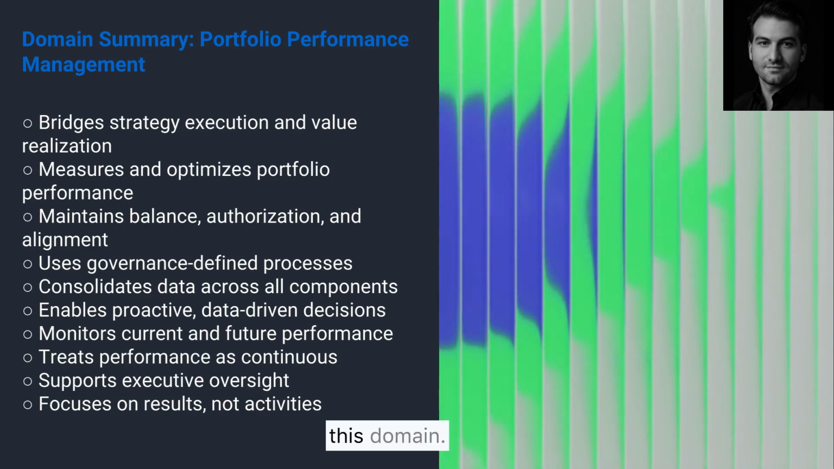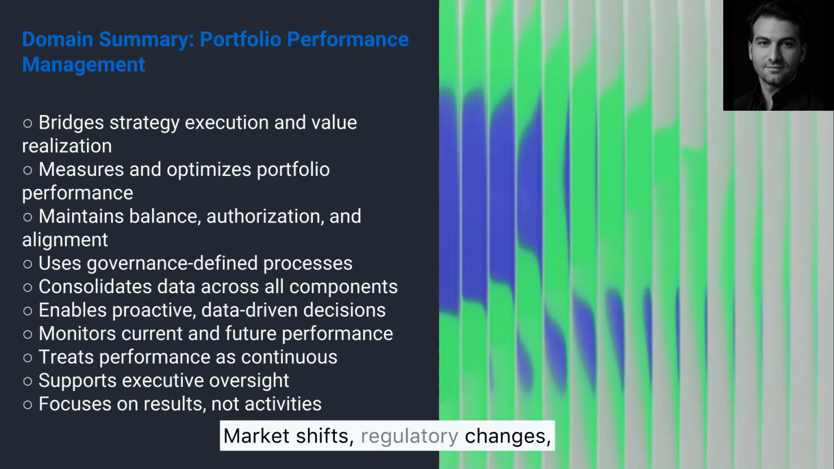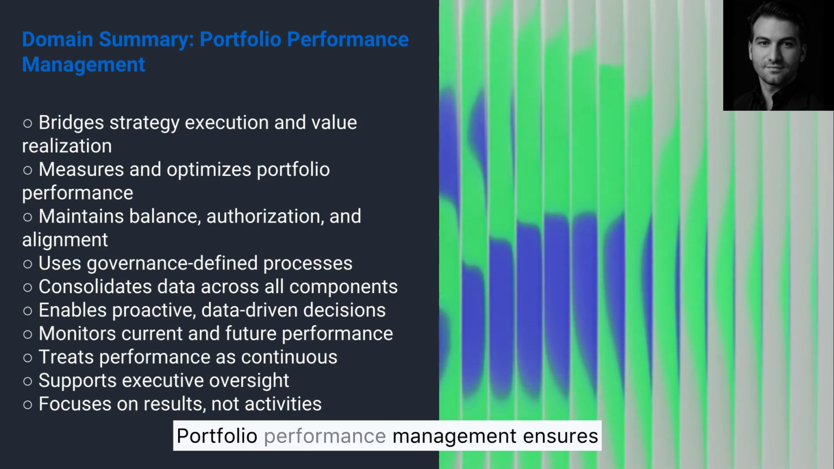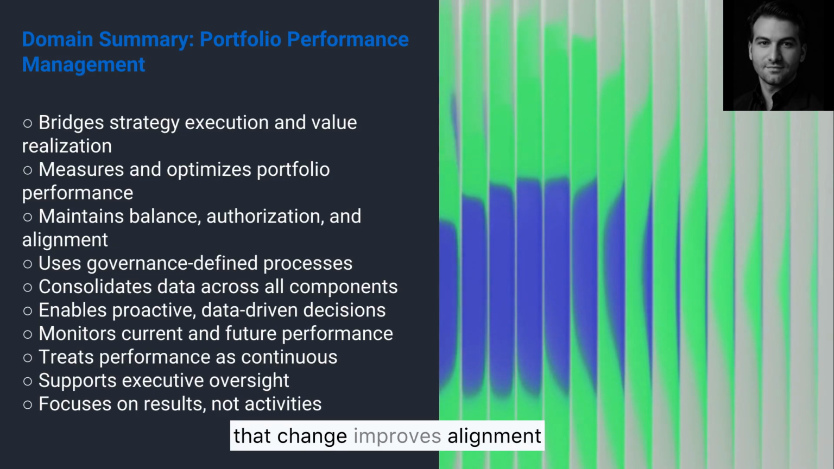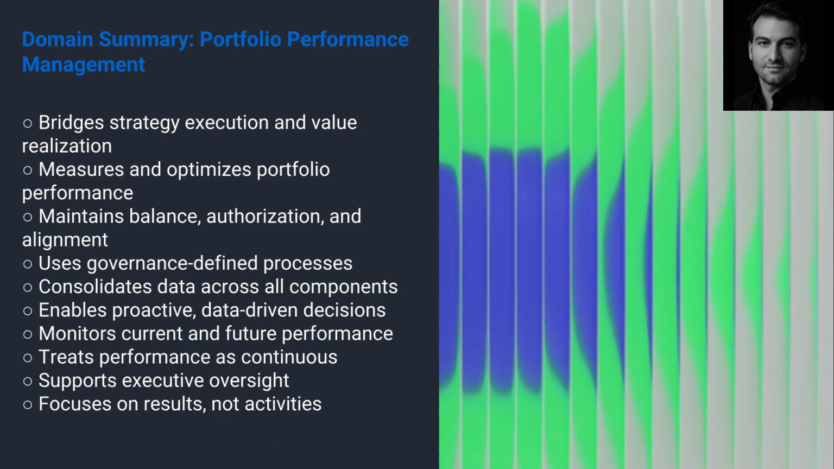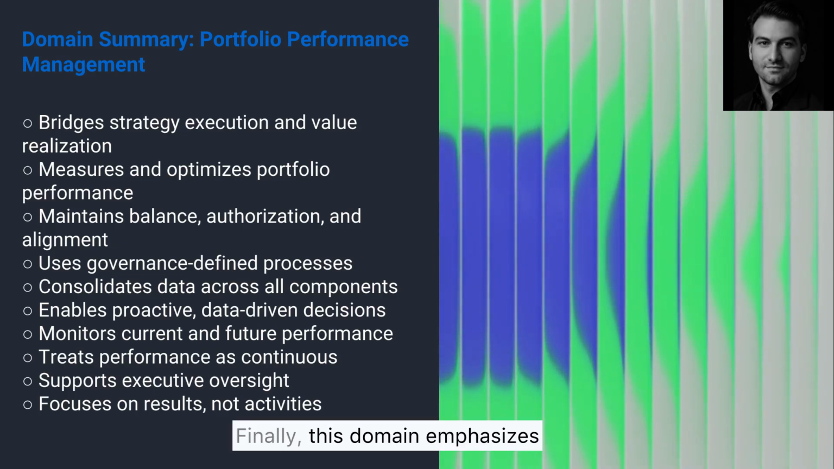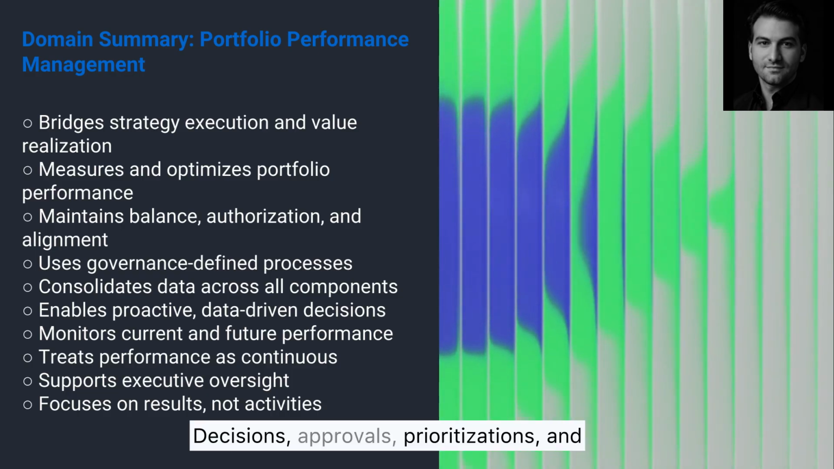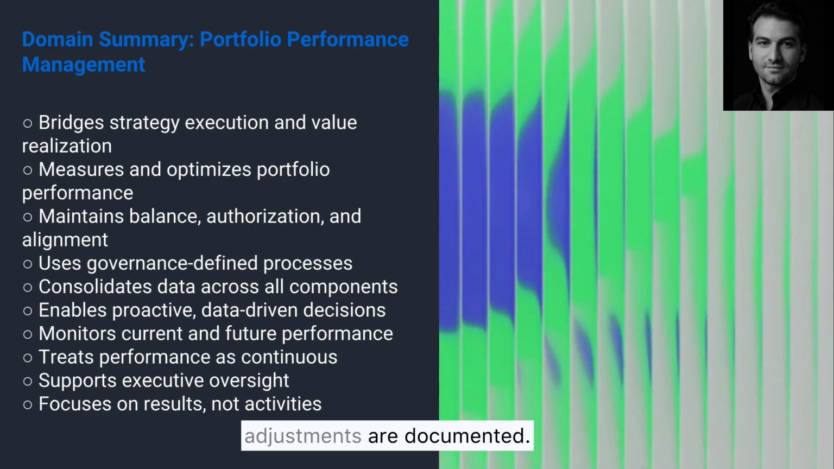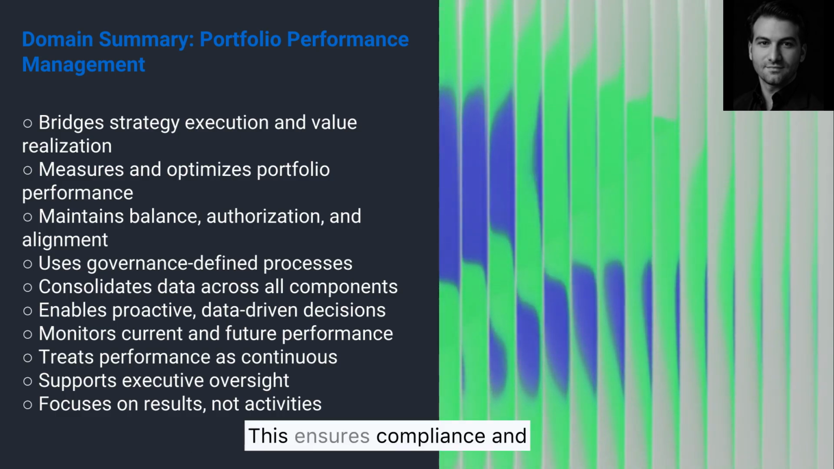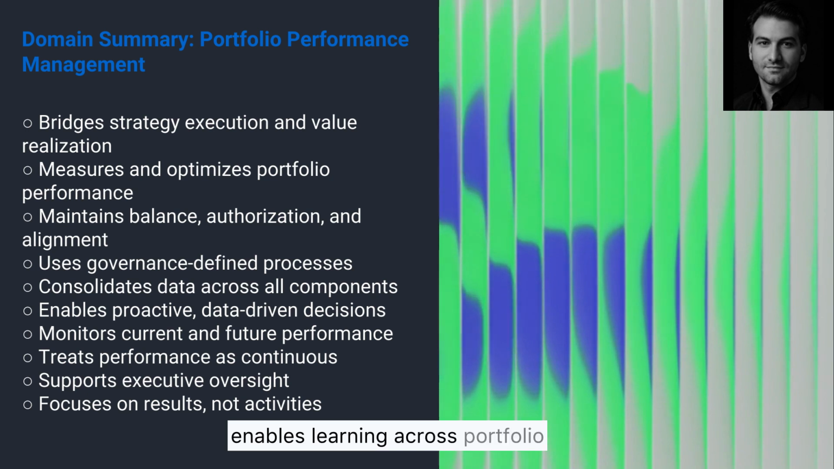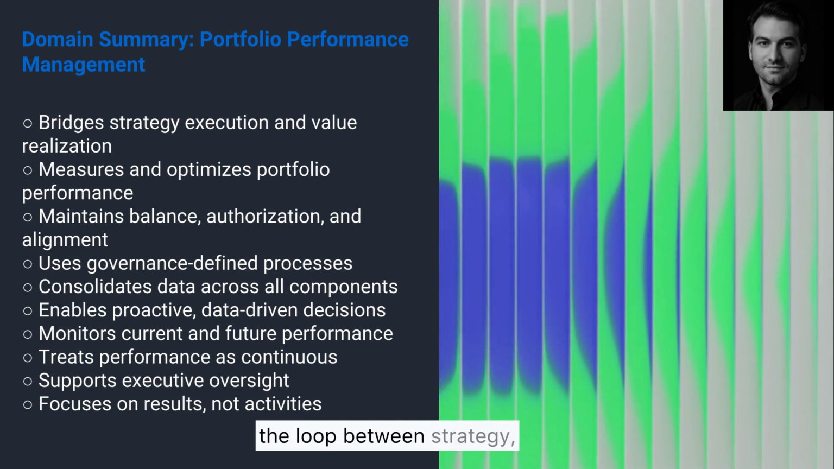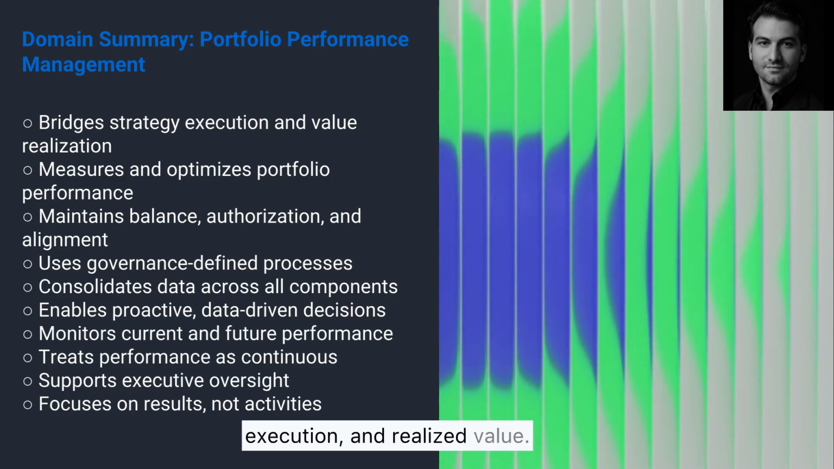Change is expected in this domain. Market shifts, regulatory changes, and internal constraints all influence performance. Portfolio performance management ensures that change improves alignment rather than eroding it. Finally, this domain emphasizes accountability and traceability. Decisions, approvals, prioritizations, and adjustments are documented. This ensures compliance and enables learning across portfolio cycles. Portfolio performance management closes the loop between strategy, execution, and realized value.